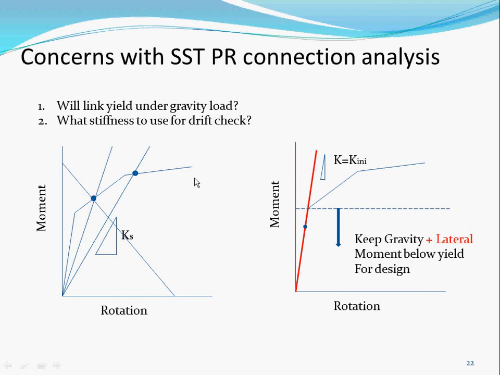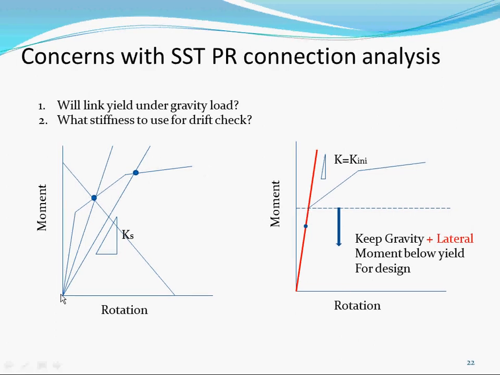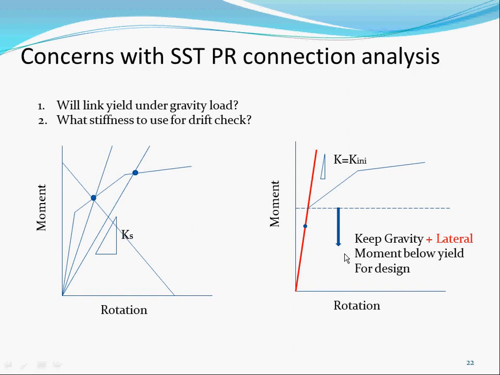So here is our typical analysis for traditional PR connections. I kind of simplified it. What they have to do here is their stiffness comes into here, and they use this stiffness for their design. For us, we are designing our link to be less than this MU, where MU is the moment. We are always keeping the gravity and lateral moment below the MU. So here's the yield. We actually applied 0.9 to it, so it's always going to be less than the yield.